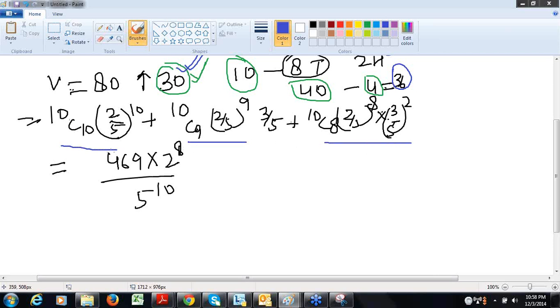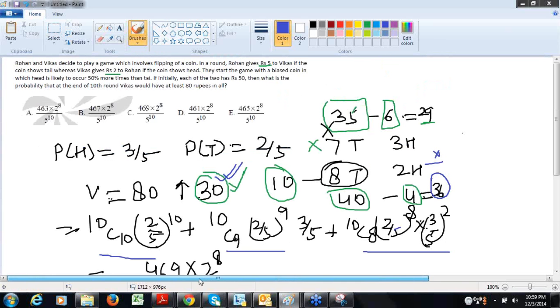So if all 10 are tails, that means 10C10 into (2/5)^10. Binomial we are using. 10C9 into (2/5)^9 into 3/5, and 10C8 into (2/5)^8 into (3/5) whole square. Just solve it, you will get 469 into 2 to the power 8 by 5 to the power 10.